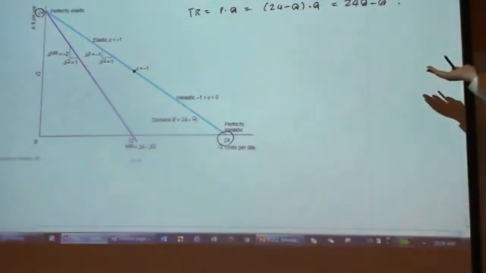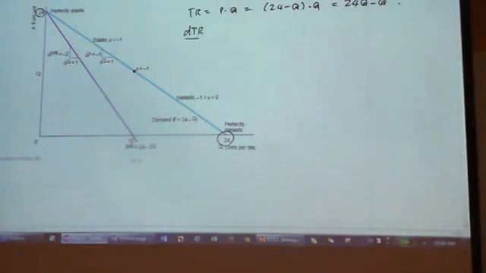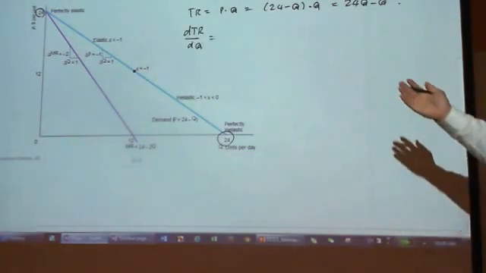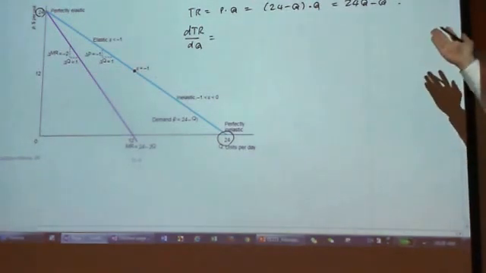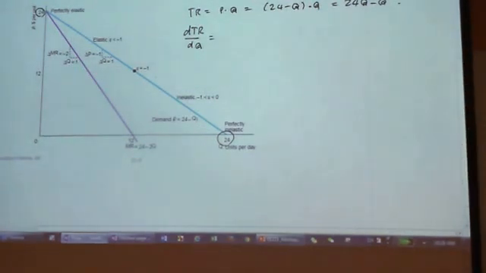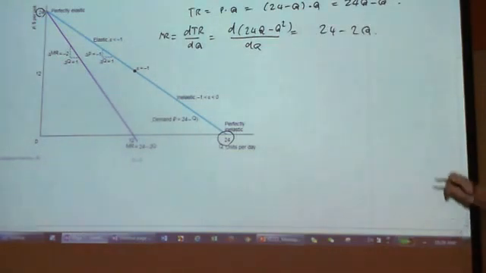Okay, now when you see TR, you see MR. That's easy. Just differentiate TR with respect to Q. That's the solution for you to get marginal revenue. This is MR. dTR by dQ gives you 24 minus 2Q. Alright?